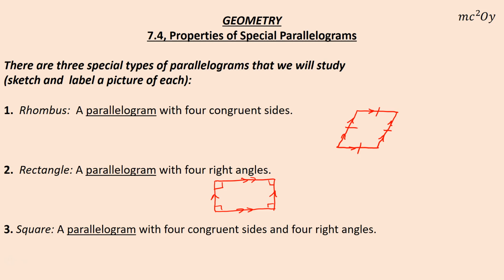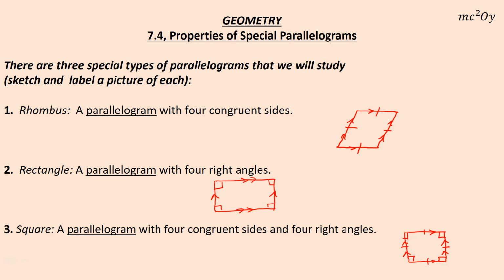Then a square is a parallelogram with four congruent sides and four right angles, so kind of a combination of the previous two. So square: four congruent sides, four right angles. And once again, it's a parallelogram, so we have those parallel sides.